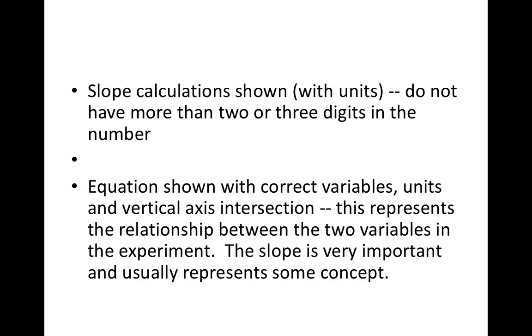Slope calculations should be shown on the graph. Do not have more than 2 or 3 digits in the number, and you should have an equation for the line, units, and vertical axis intersection. This represents the relationship between the two variables in the experiment. The slope is very important and usually represents a concept. For position time in the next presentation, you'll see that the slope of a position time graph represents speed.